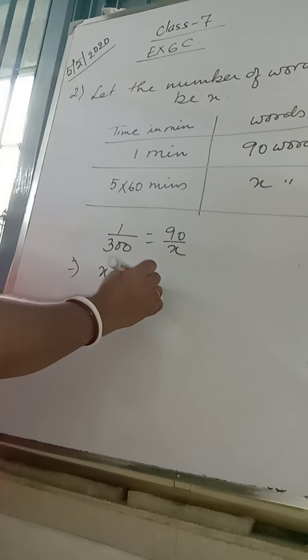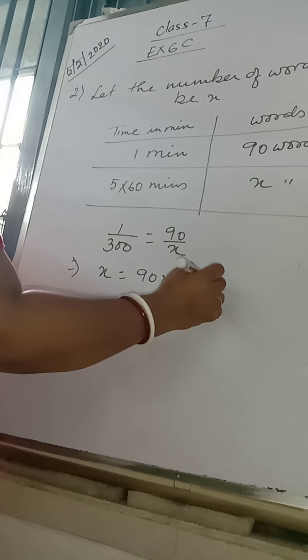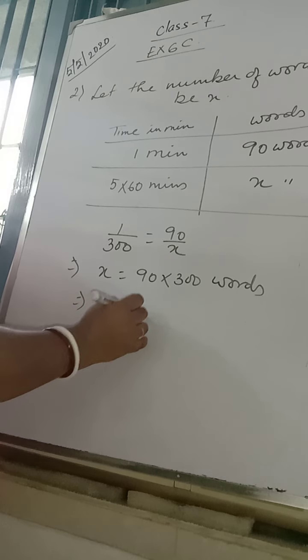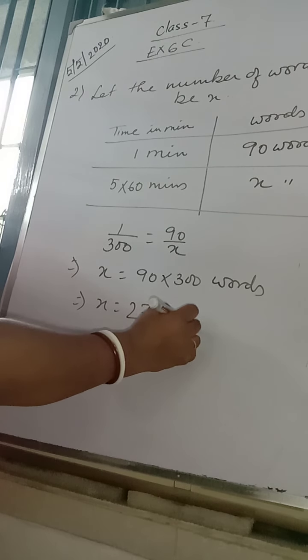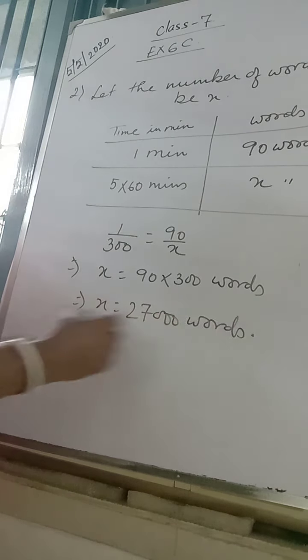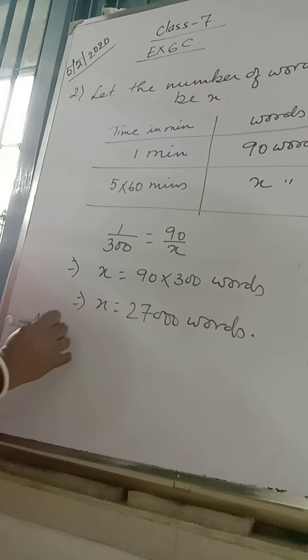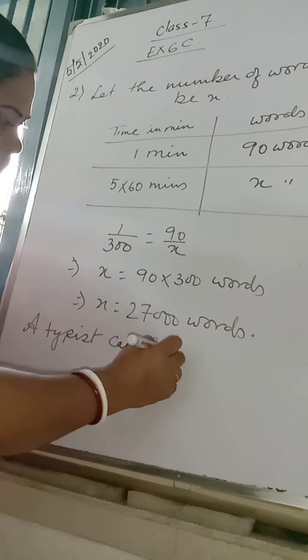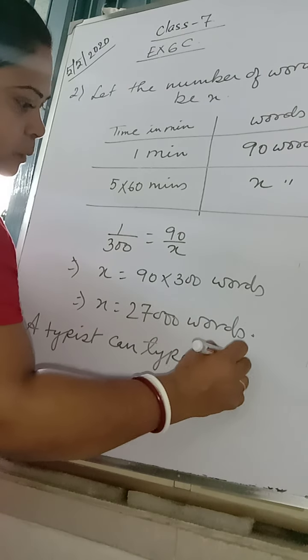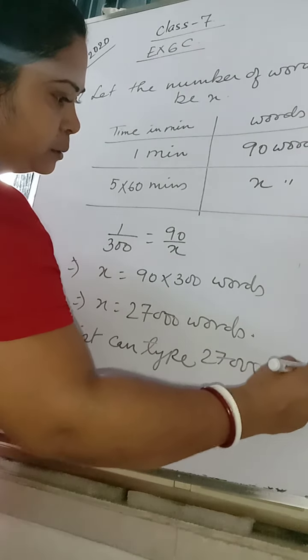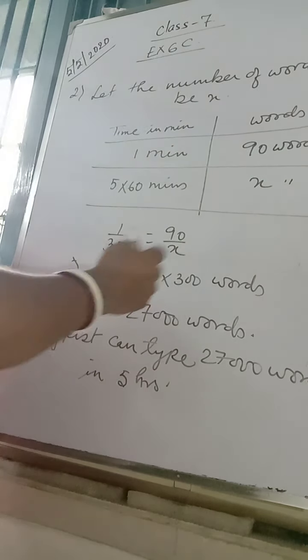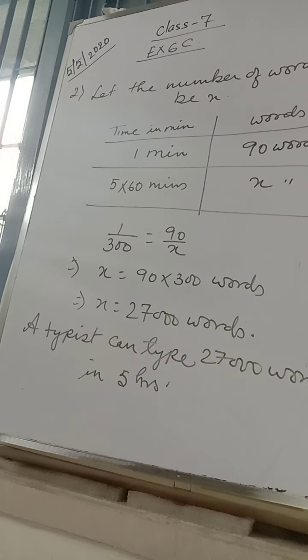Or X is equal to 90 into 300 words, or X is equal to 27,000 words. Right? A typist can type 27,000 words in 5 hours. Is it? Only that much we have to do.